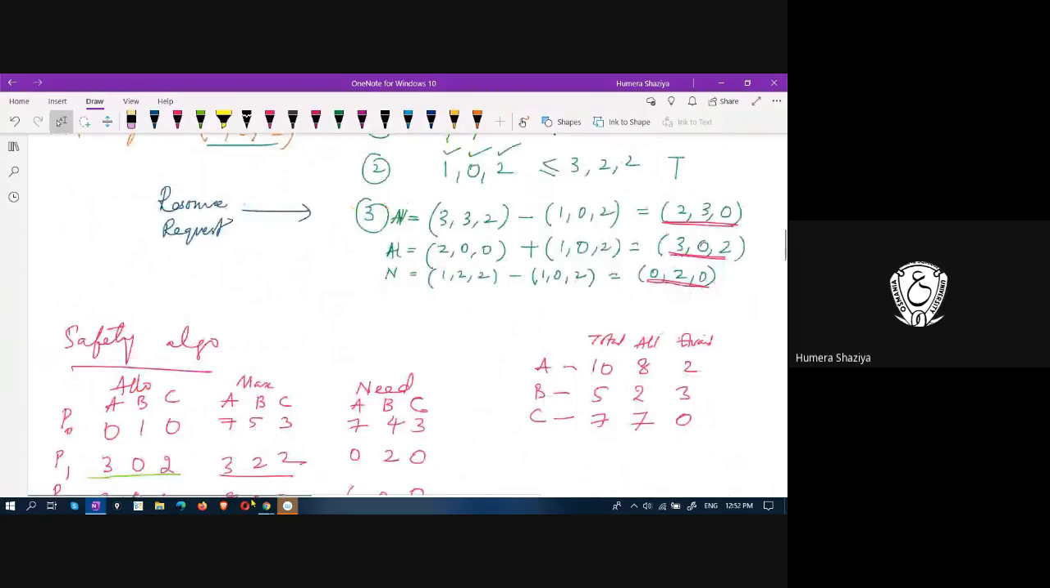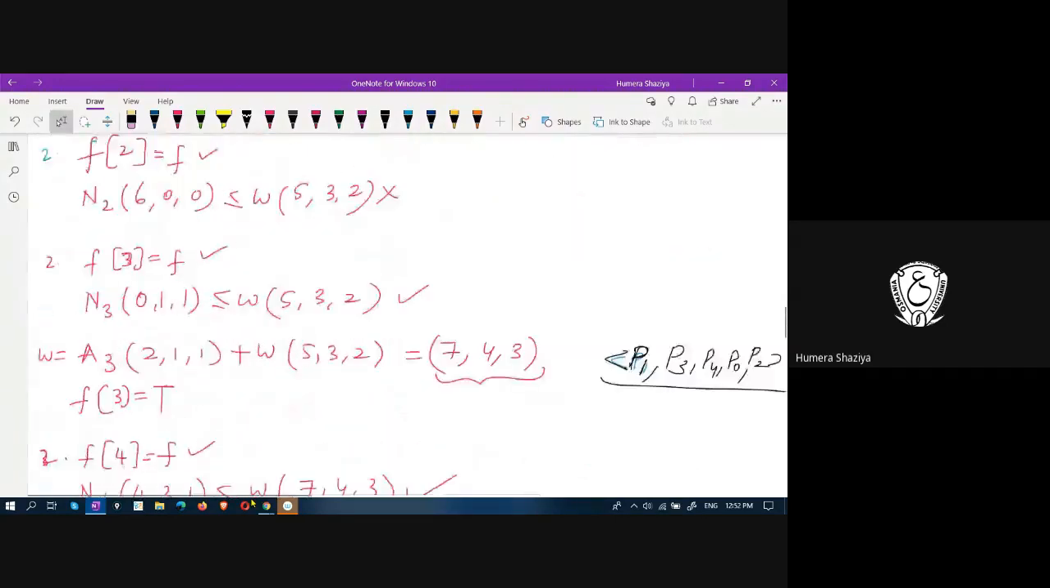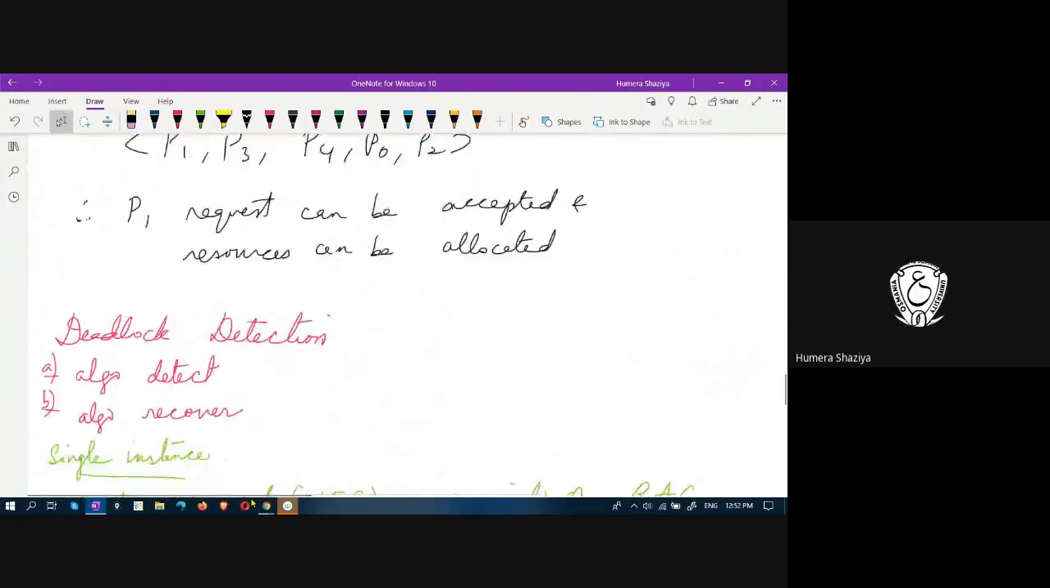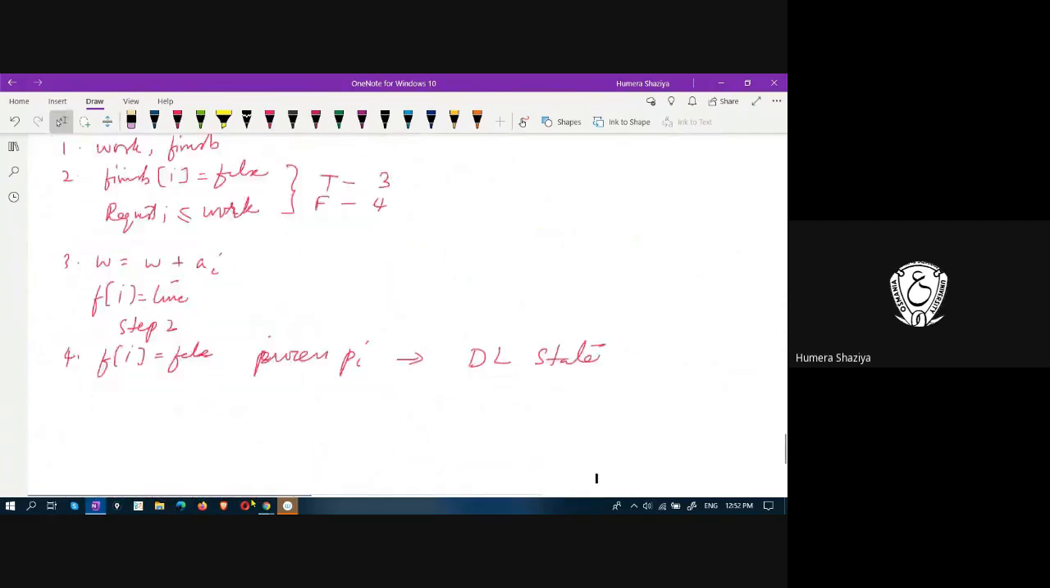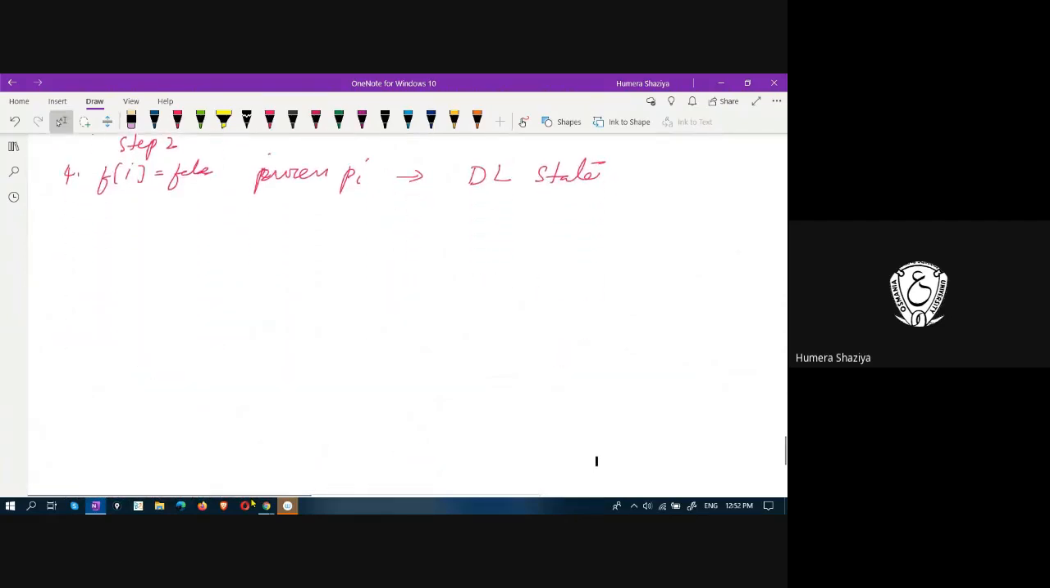All right. This is deadlock detection, and after detection, how to recover. What are the mechanisms to recover from a deadlock? In order to recover from a deadlock, there are two ways in which a system can recover.